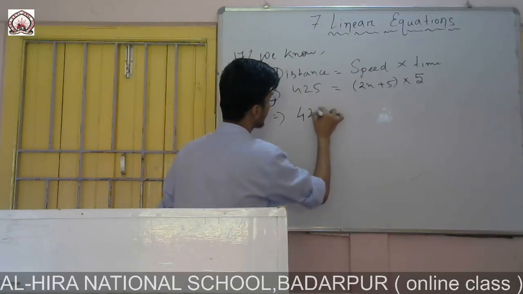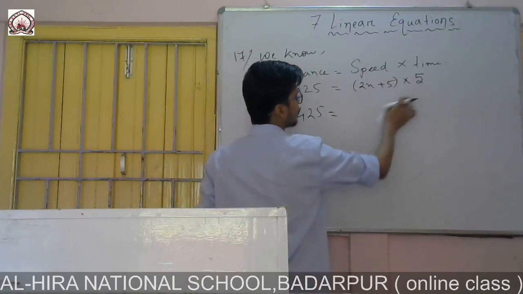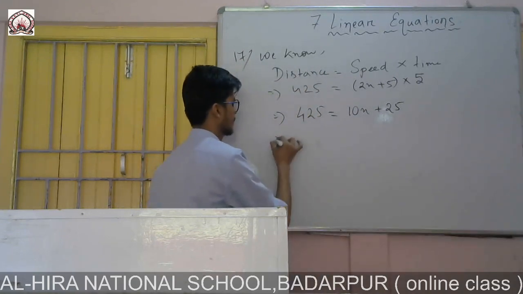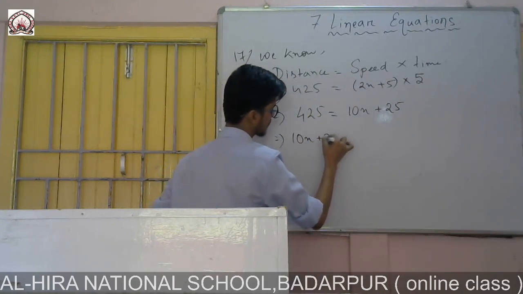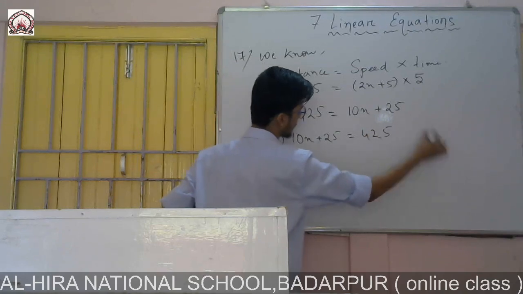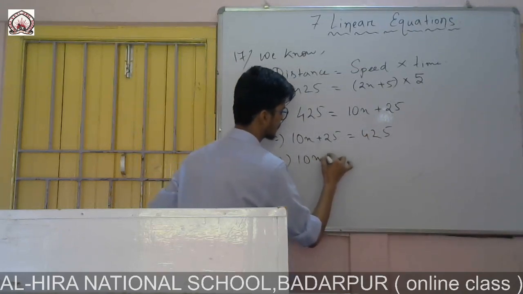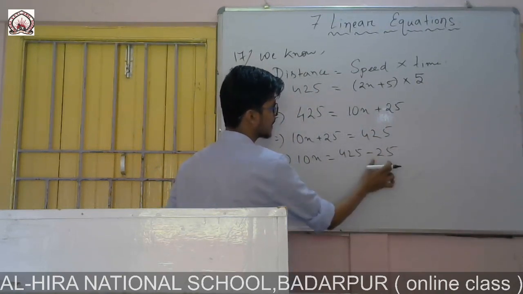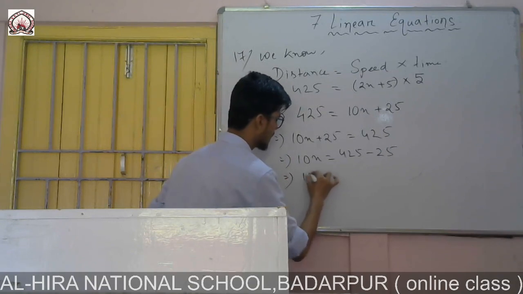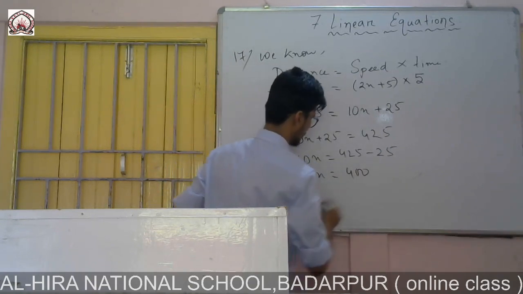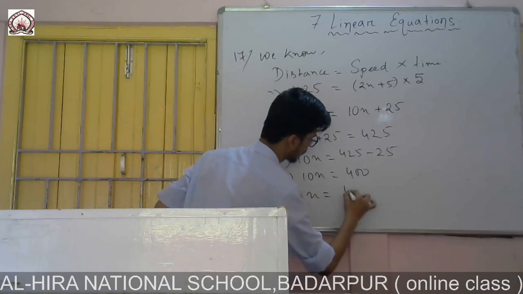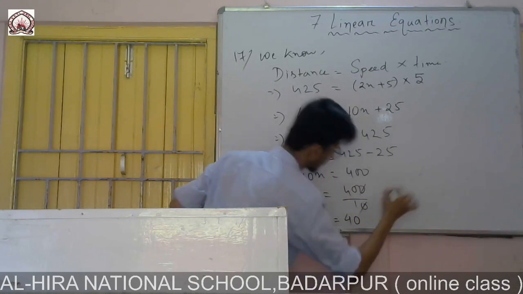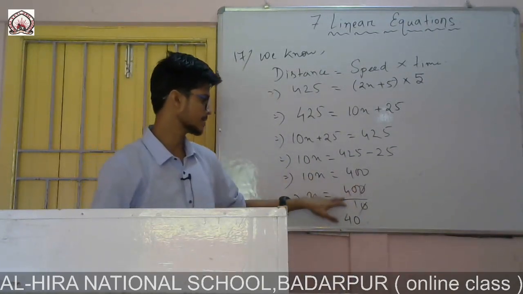So 425 equals 5 into 2, it is 10x, and 5 fives are 25. So let me change the side. 10x plus 25 equals 425. 10x equals 425 minus 25, since if I change the side it will be minus 25. 10x equals 400, which implies x equals 400 by 10, which equals 40. The 10 tens cancel and 40 is left.